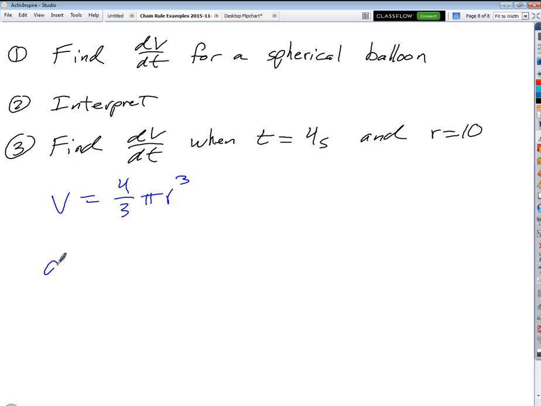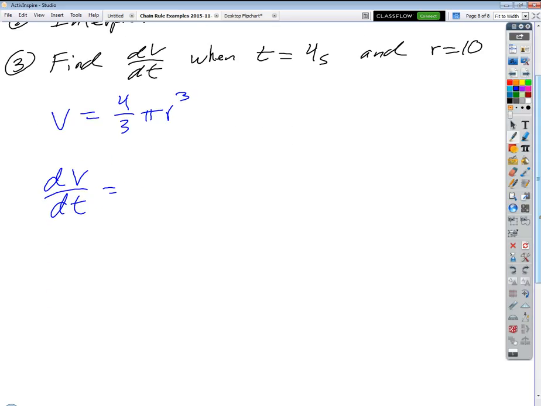So let's find dV/dt. Okay, we can do this one together, that's fine. So what do we do first? Find the derivative. Okay, find the derivative. Really what I've got here is some constant, 4/3 pi, which I just always leave out front, right? Times r cubed. Now what's the derivative of r cubed with respect to t though?